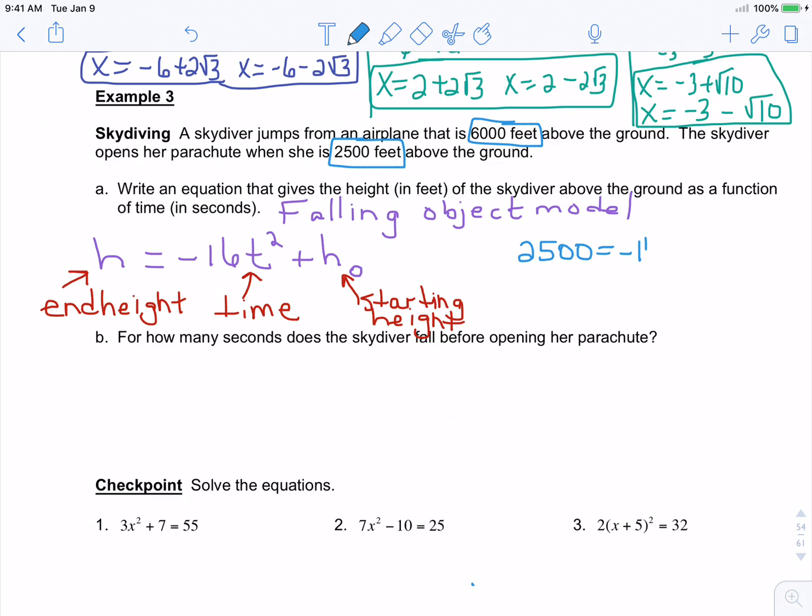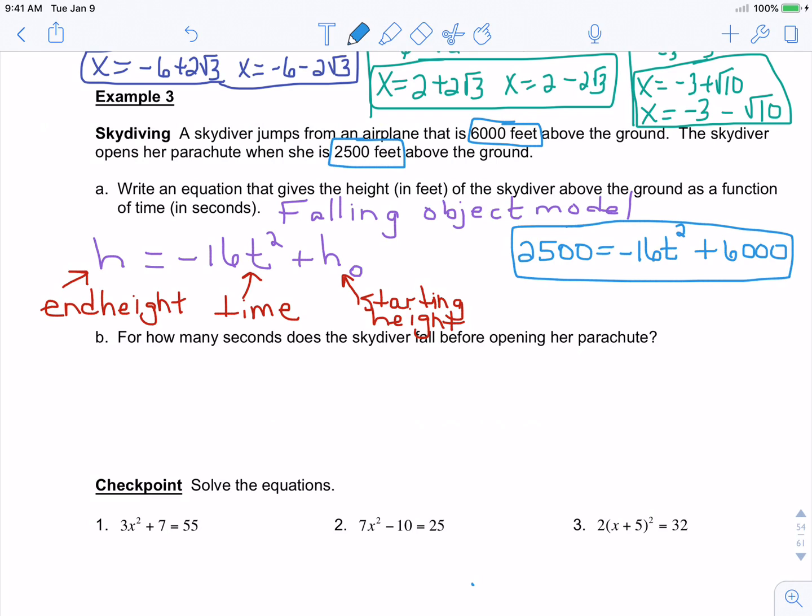The negative 16 is there because of gravity. There's gravity on Earth that pulls us to the ground, and it's negative because we're falling towards the ground, going down instead of up. And then the initial height, the starting height, the original height. Well, they jumped out of the plane at 6,000 feet, so we're going to plug that in. So this is our equation for the object that is falling, in this case the skydiver.